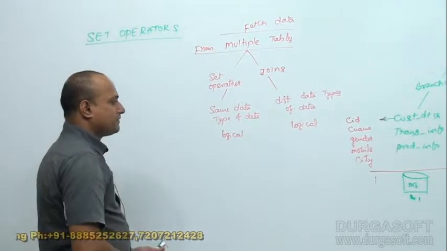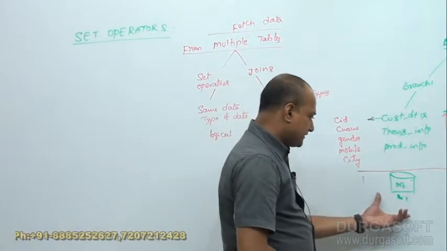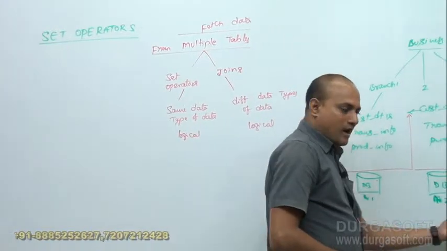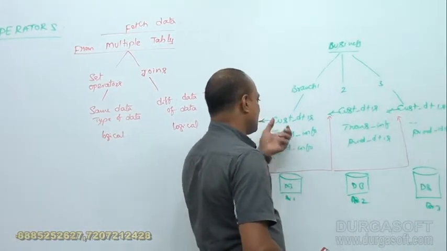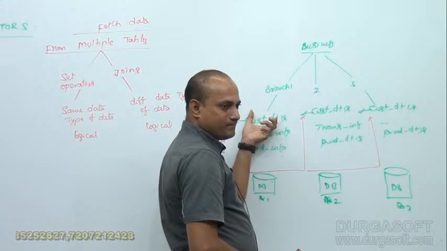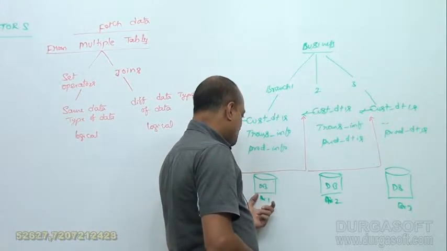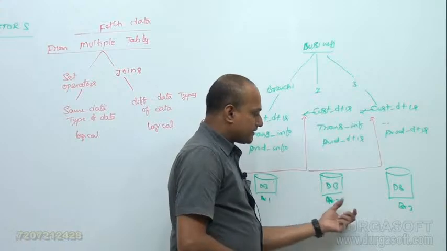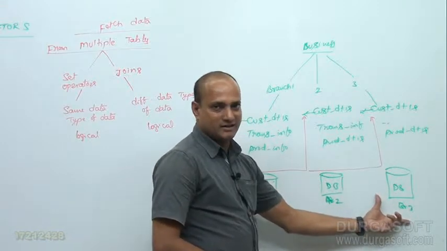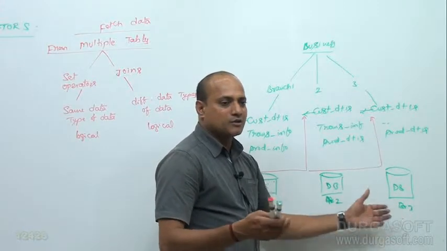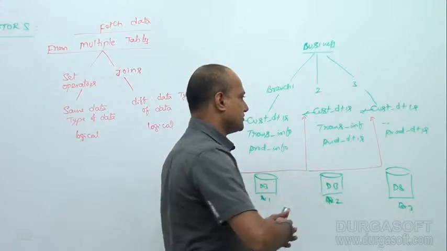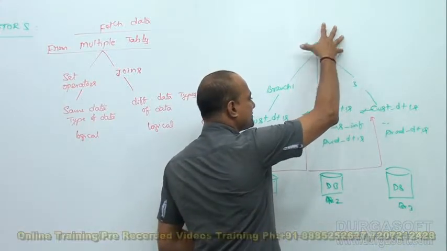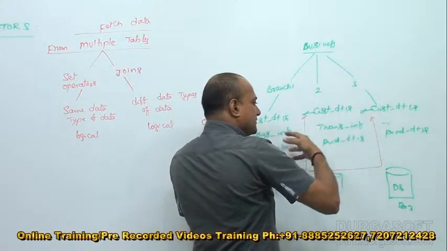Listen carefully. Again, I am repeating, you have different database servers, and under each database server a customer details table is there. This is branch 1 customers information here, branch 2 customers data is here, and branch 3 customers data is here. So I want to collect all my customers information. That means the business people want to collect all customers information.